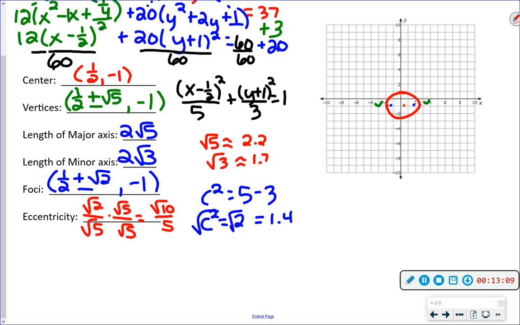Olivia: Just to make sure, so for the foci, if it's going left and right, you put it on the x-axis with like plus and minus. Yep. And then up and down, you put it on the y-axis. Exactly. It's always like that? Yep, always like that. We got it.